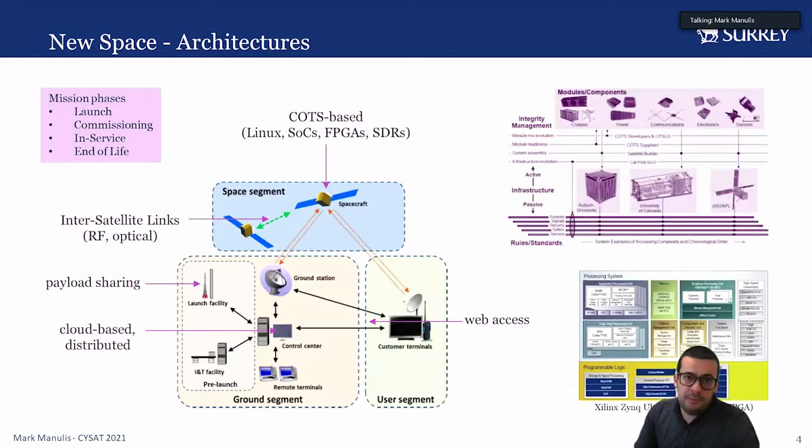Now, in terms of the architectures, new space has certain differences to traditional space. If we think about the typical phases of the mission, they're pretty much similar. There is still a launch, a commissioning, in-service, and end of life. However, in terms of new space and constellations, there are some differences in how these mission phases will work.